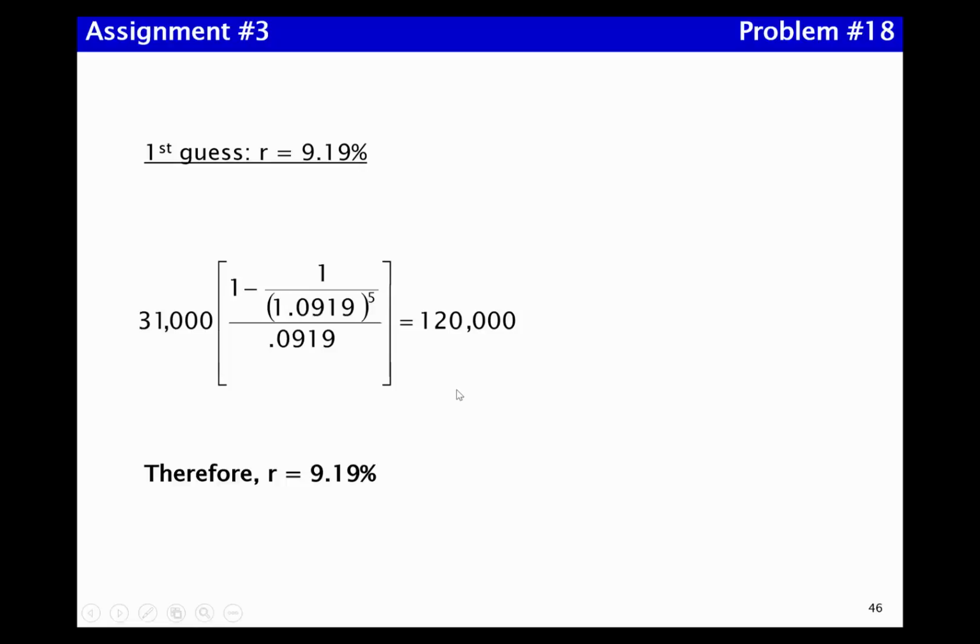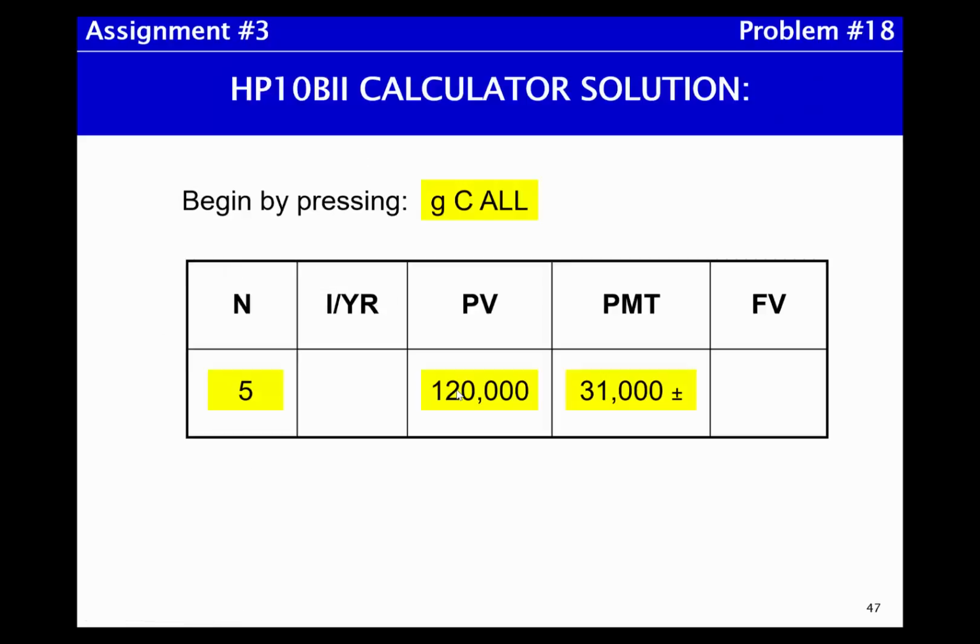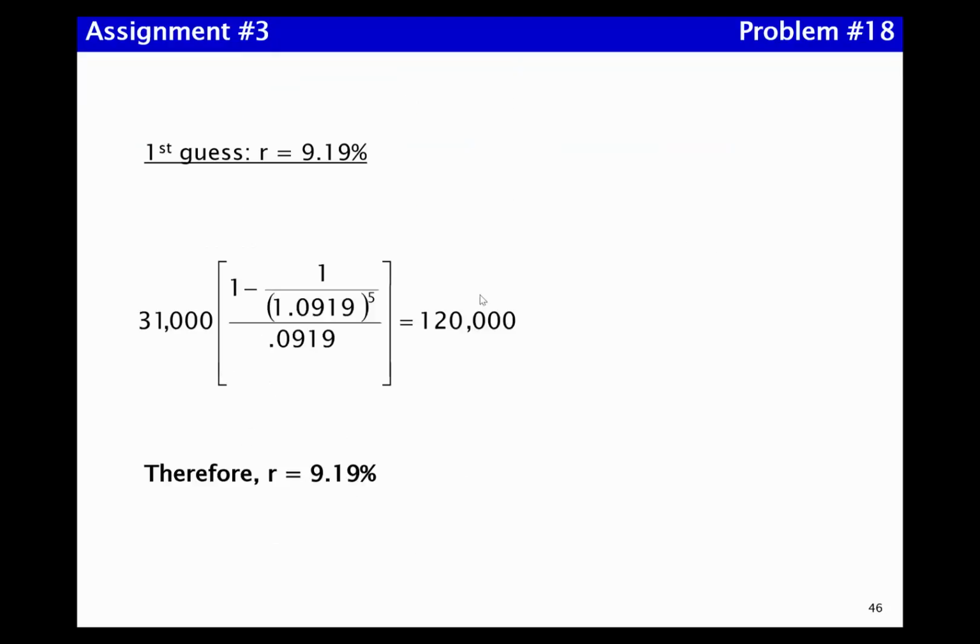But what I suggest doing, and this is perfectly fine, is go to your financial calculator. We'll use it as our first guess. So press gold clear all, put in 5 for n, put 120,000, hit present value. Since that's positive, I must enter the annuity as negative. Now I could make 120,000 negative and make the annuity positive. It makes no difference. They just must be different signs. Press I per year. Once you've done that, then come back and we quote, unquote, cheat.